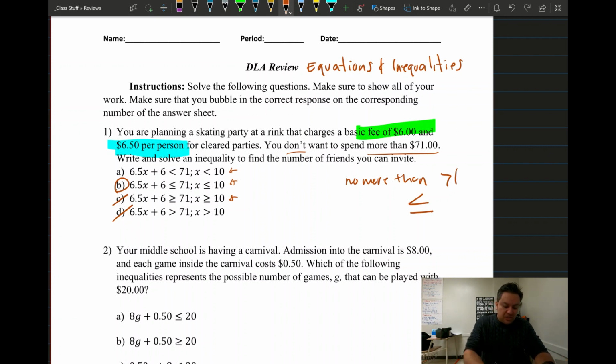$6.50 per person, plus the $5 for the ticket or the fee, is less than or equal to 71. That's all you've got to do. Read the equations and read the keywords in the word problem.